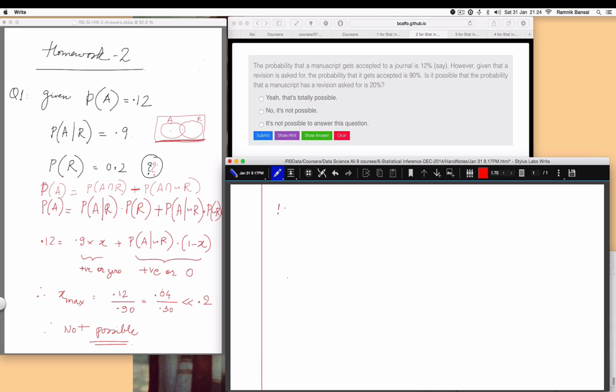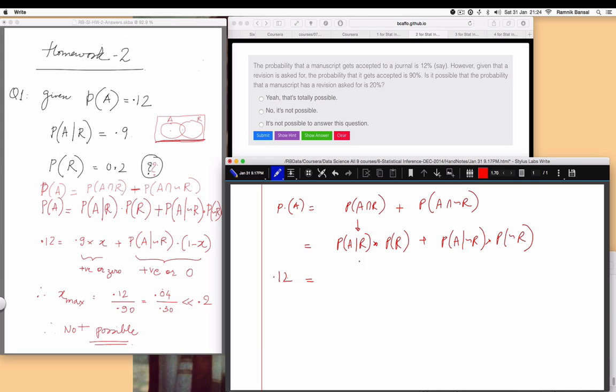So I'm saying probability of A is equal to probability of A intersection R plus probability of A intersection not R, or tilde R. Now this, according to Bayes rule, would become probability of A given R into probability of R. Similarly, this will become probability of A given not R into probability of not R. And we know some of these probabilities. So we say 0.12 is equal to, now this is given to us, it is 0.9 into some x. We don't know this value. We say x, plus probability of A given not R.